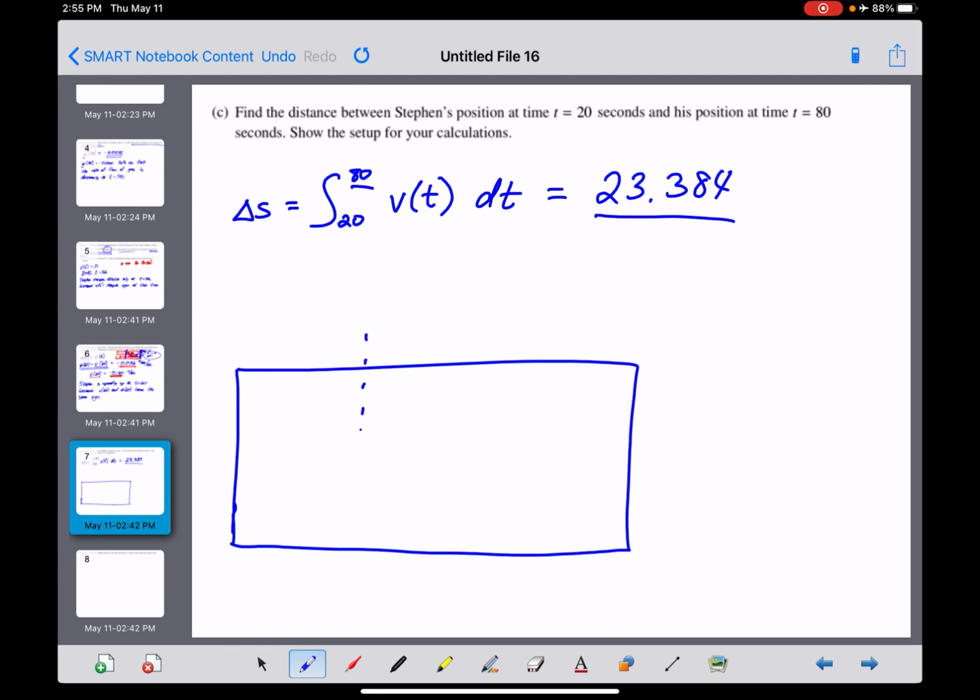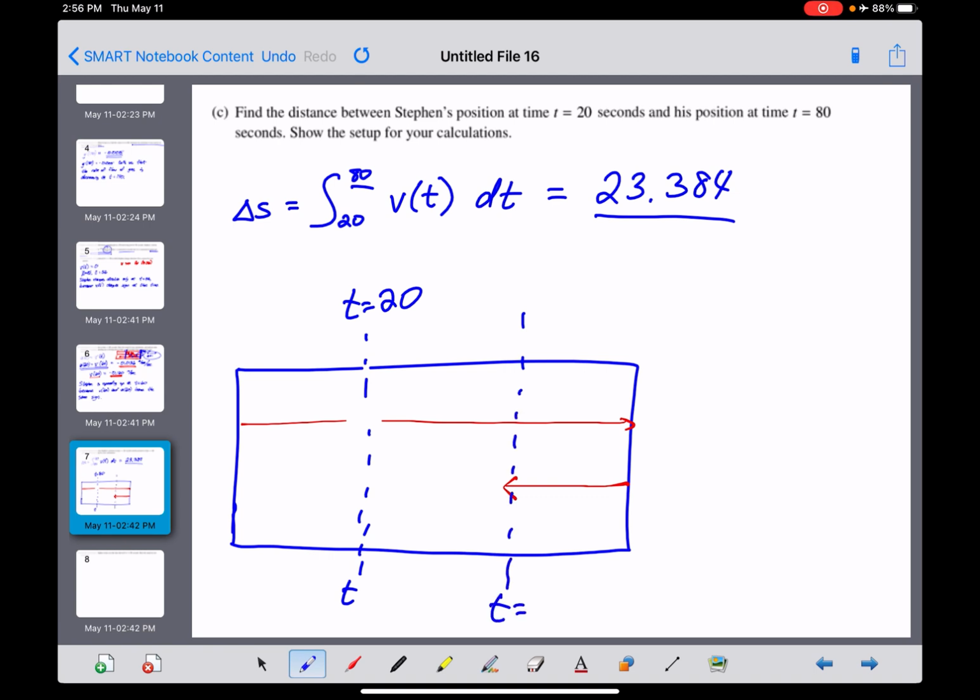So maybe somewhere around here at t equals 20, Stephen was traveling from left to right. Then he made the switch and he's moving back in this direction, and this is where he ended up now. Nope, sorry, that was back to what I was thinking before. He didn't get back to that same spot right over there. He's actually further right, so maybe something like this. Okay, this is where he is at t equals 80. Let's ignore that. And it's the distance between these positions right here, 23.384 meters. But like I said, they weren't asking for that.